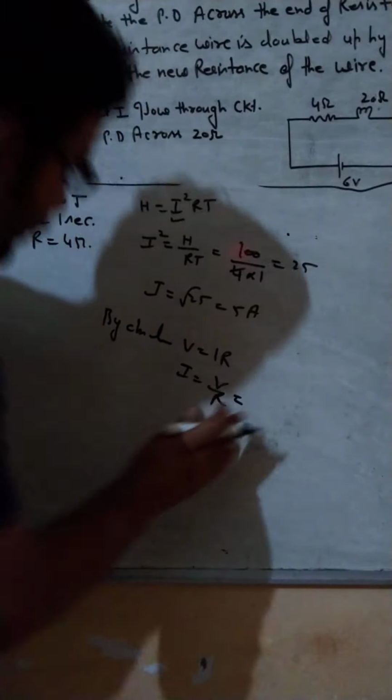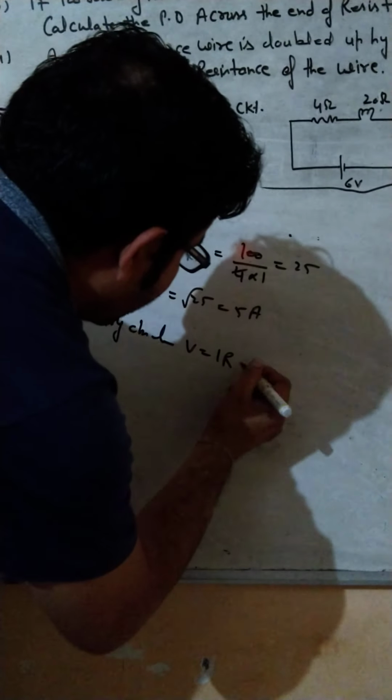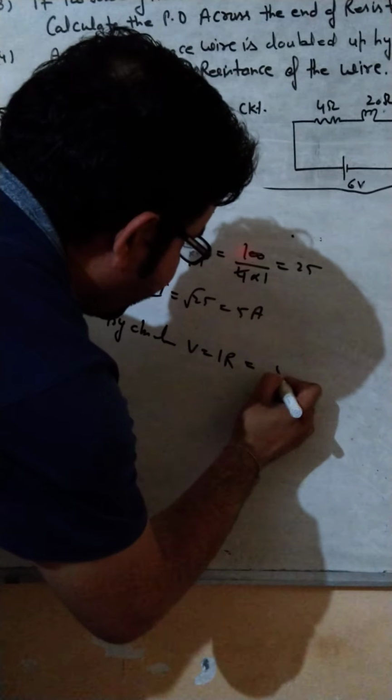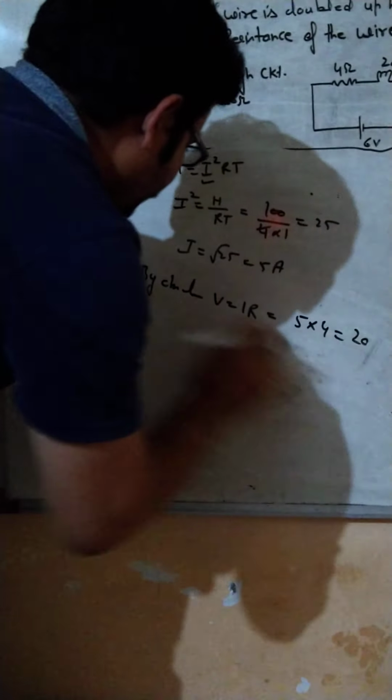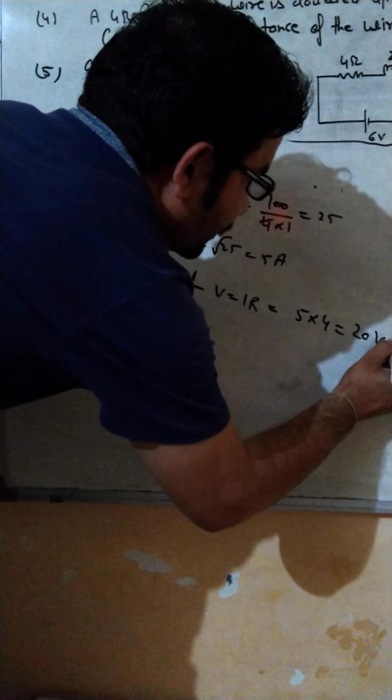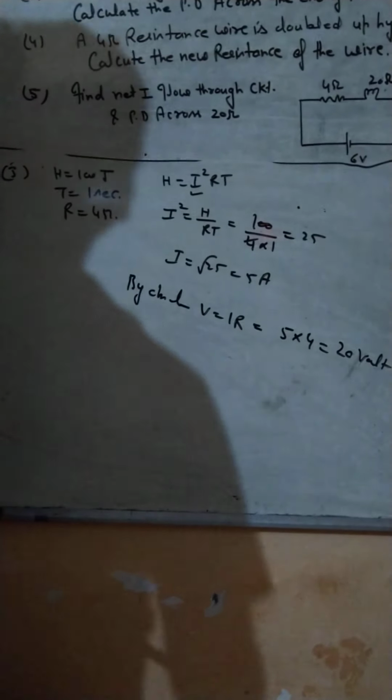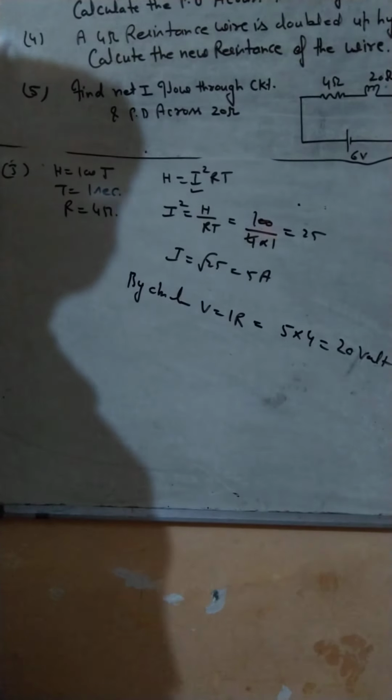We have to find V, that means we have to find the potential drop. I is 5 and R is 4. That means 20, the SI unit being volt. A 20 volt potential difference is needed across that resistor, so that 100 joule of heat is produced in 1 second by that resistor. This is answer number 3.